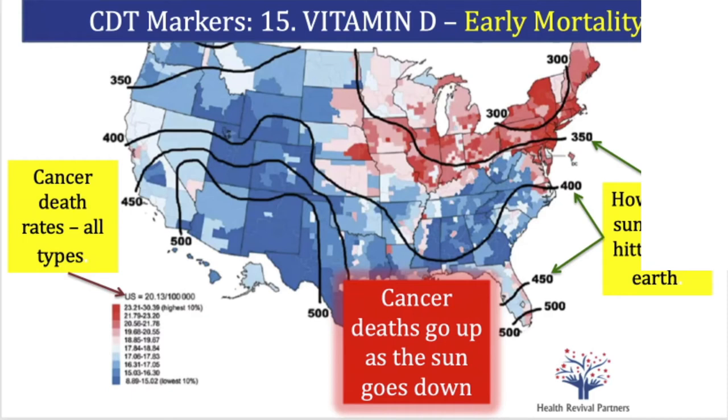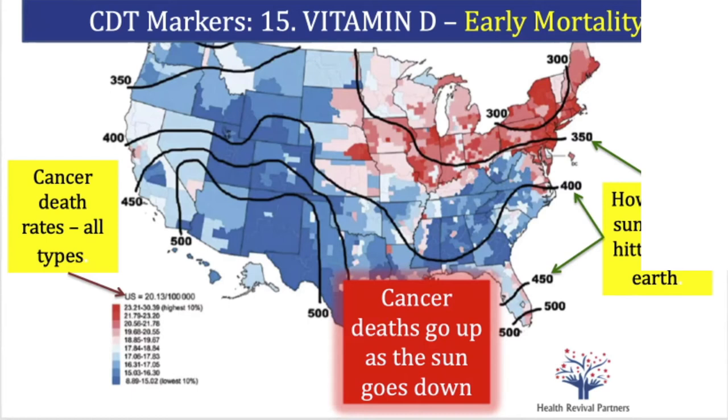So here we have the overlay on the United States of two different charts, one by the CDC, which is cancer death rates, all types in the US. So it has nothing to do with population density, it has just to do with population. So red, high mortality from any type of cancer. Dark blue, low mortality from any type of cancer. And there's about a 2.5 time difference, at least, possibly 3 to 4 times difference between the blue and the red.